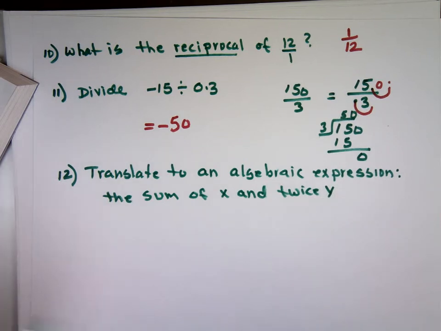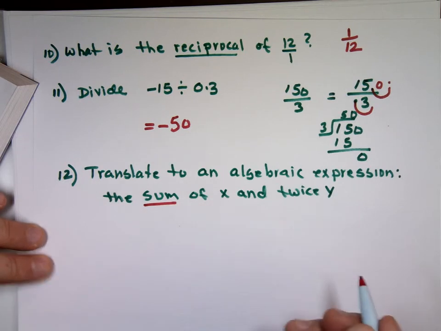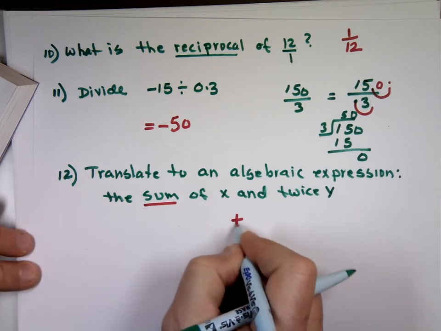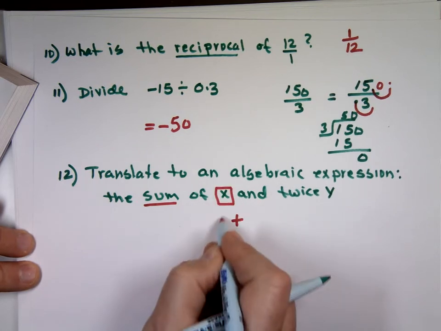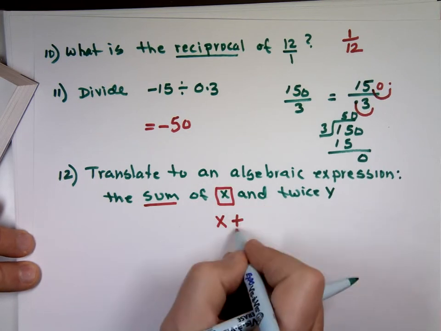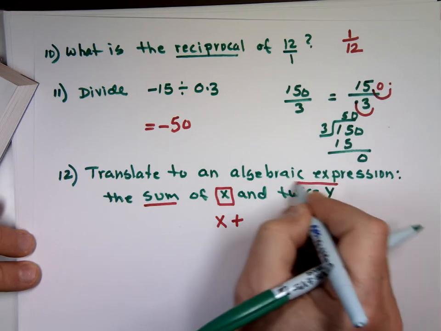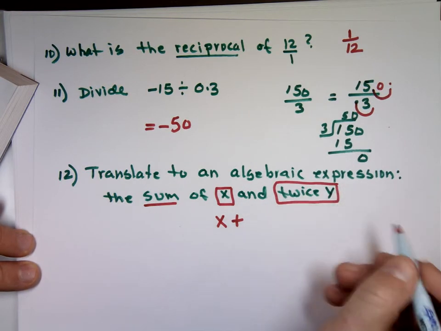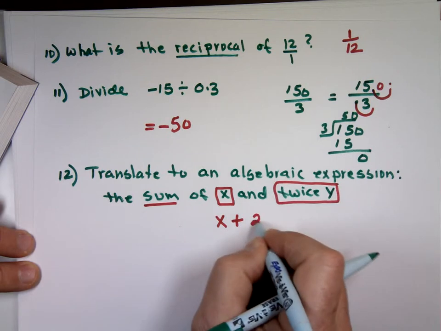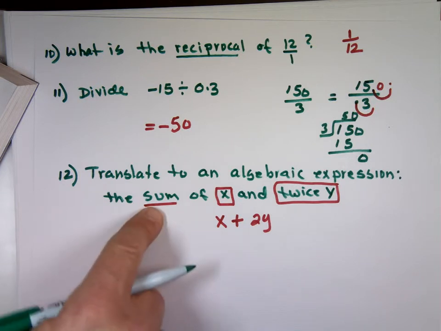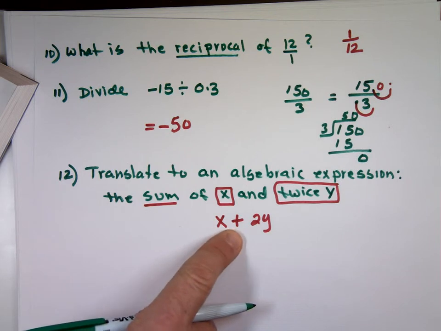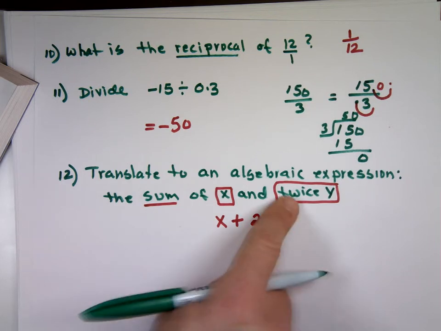The sum. The word sum means we're going to have what? Addition. We're adding two things. The first one you see always goes in the front. This is this one. There's the and. And what is twice y? Not squared. 2y. 2 times y. Twice, that means 2 times. So that's x plus 2y. So this one tells me it's a sum, addition, and twice y means 2 times y.